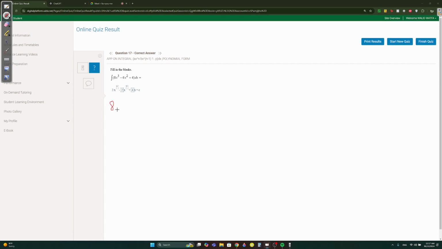Integral of this, yalla. 8 goes down. X, add a power, becomes 4. Divide by your new power, divide by 4. Minus 6. X, add a power, cube, divided by the new power, as a 3, sorry.